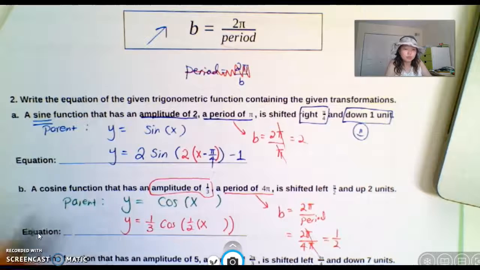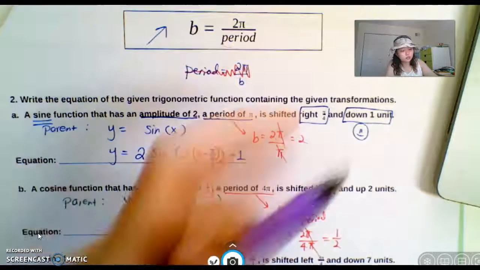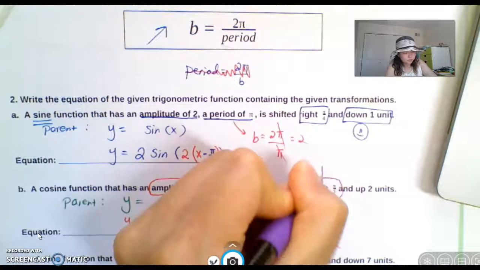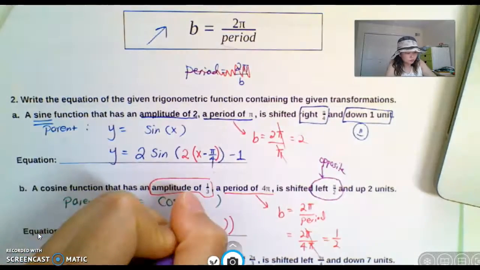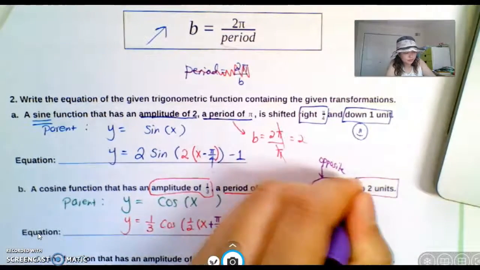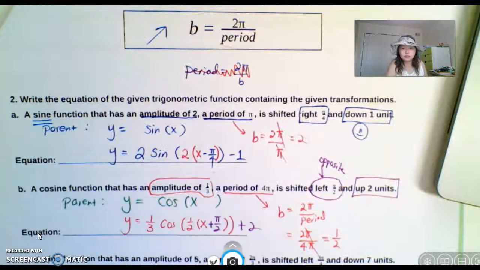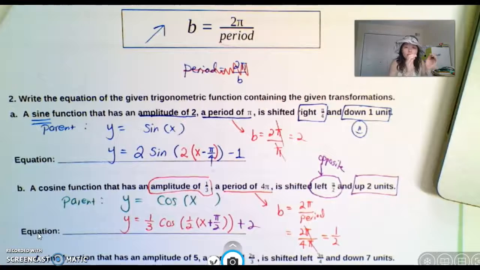Then we have to see. It looks a little weird, but you should have double parentheses. Then we put the shift to the left pi over 2. Opposite signs: if it's left, you're going to add pi over 2. And then up 2. Done. Not too bad, yeah? So remember, double parentheses.